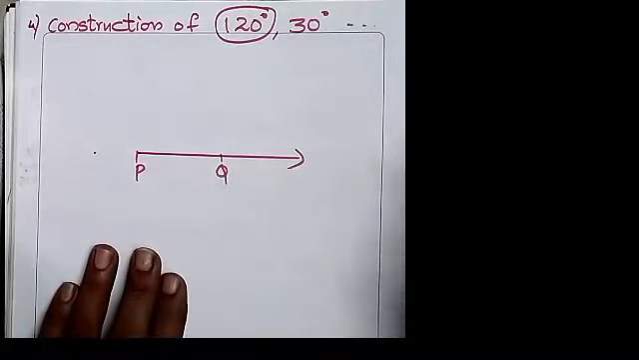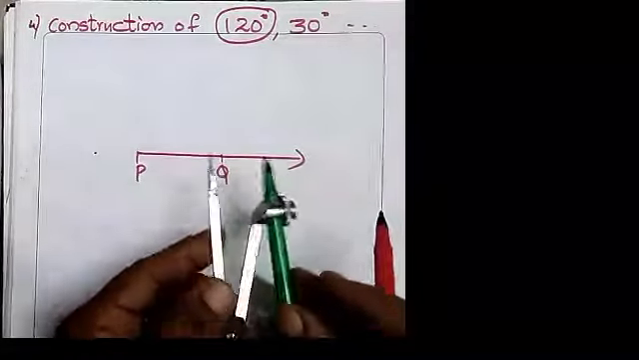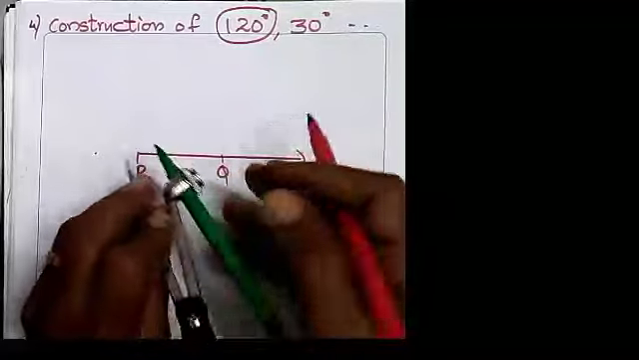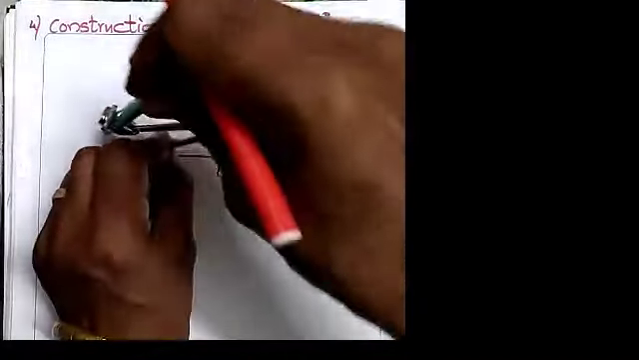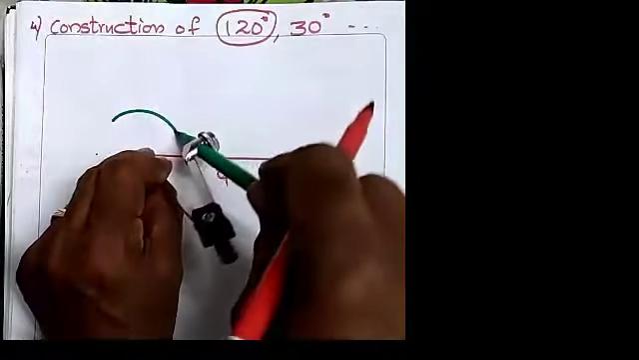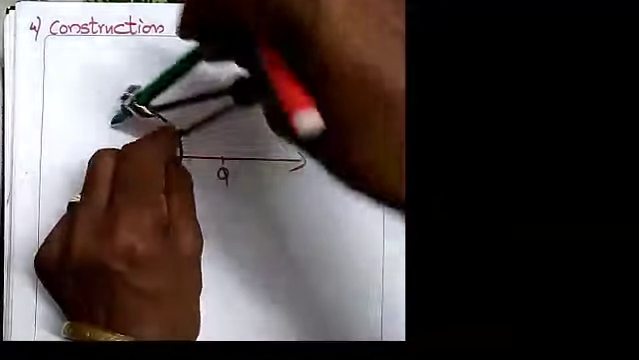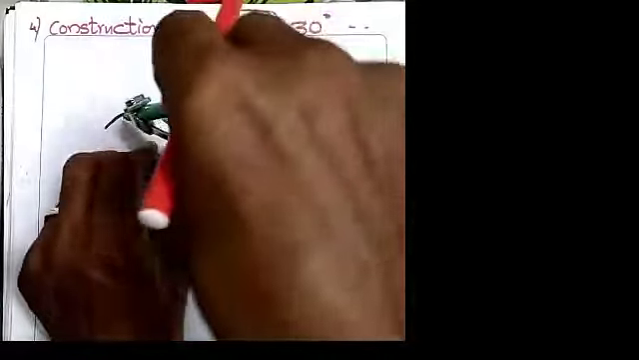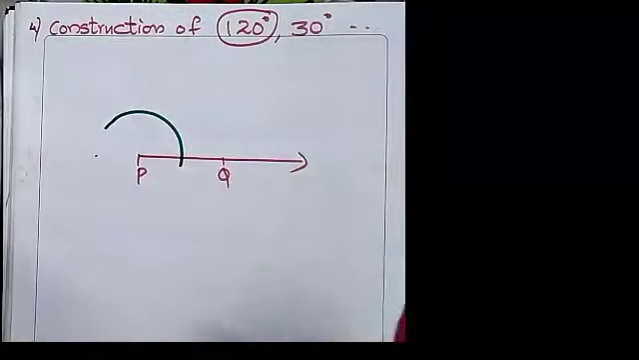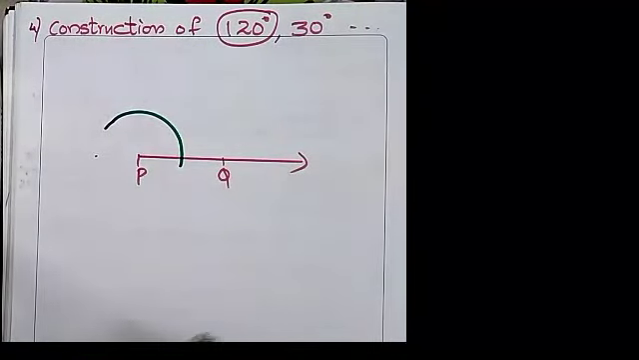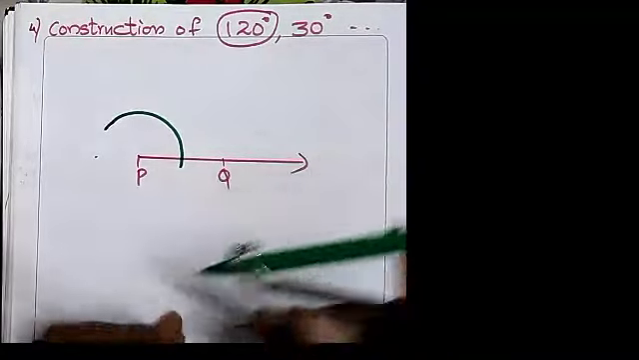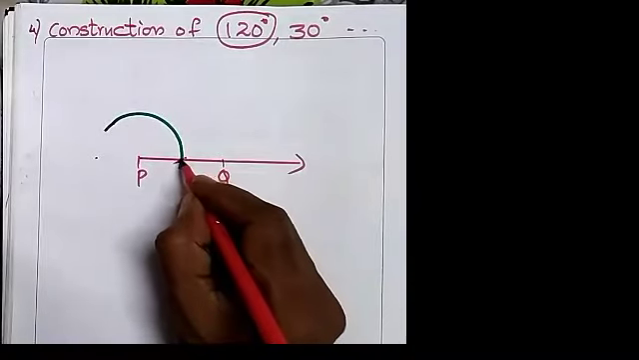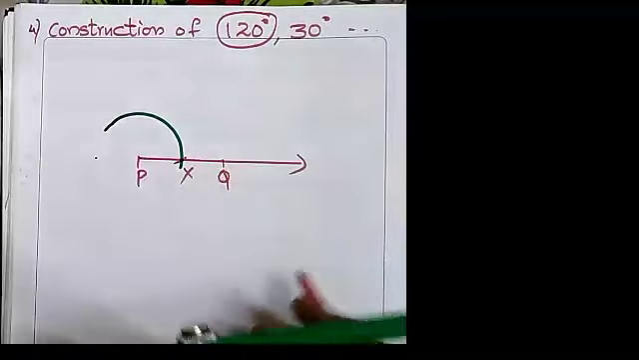Now you remember the construction of 60 degree. With P as center and any convenient radius, just you draw one arc. Just you draw the arc which is longer. One longer arc you have to draw because we need 120 degree. You know 120 degree is an obtuse angle. So this point you got. The same point we can name it as X.